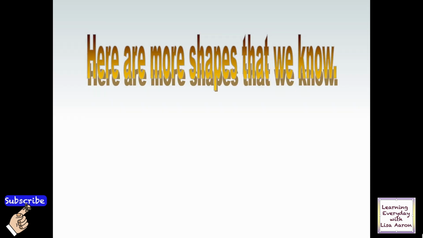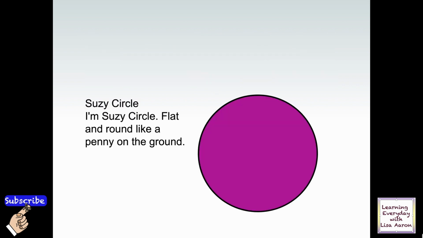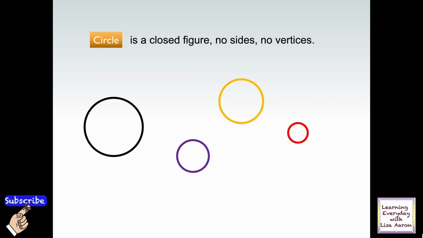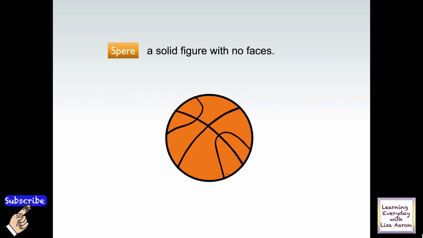Here are more shapes that we know. I'm Susie Circle, flat and round, like a penny on the ground. Definition: circle is a closed figure, no sides and no vertices. Definition: sphere, a solid figure with no faces.